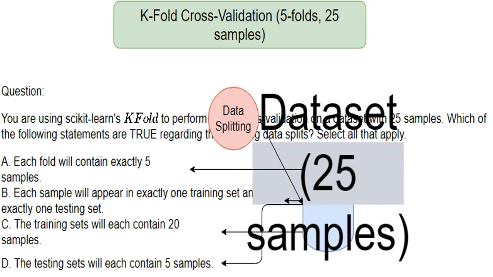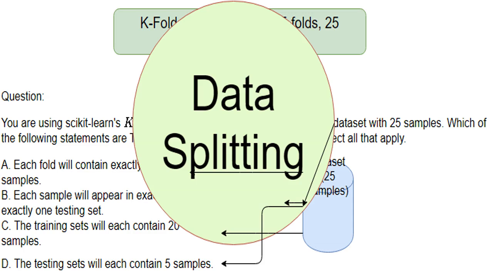This refers to the total number of data points used in the cross-validation experiment. The scikit-learn's KFold will divide these 25 samples into training and testing sets. It's a crucial piece of information for understanding the size of the folds and how many samples are in each. This describes the process of dividing the dataset into training and testing sets.